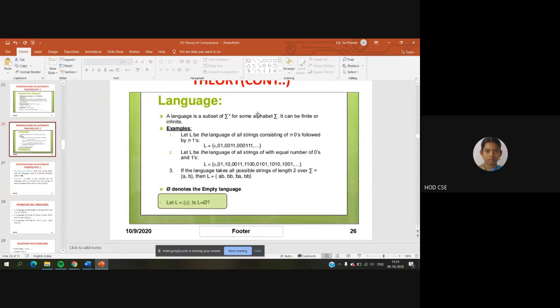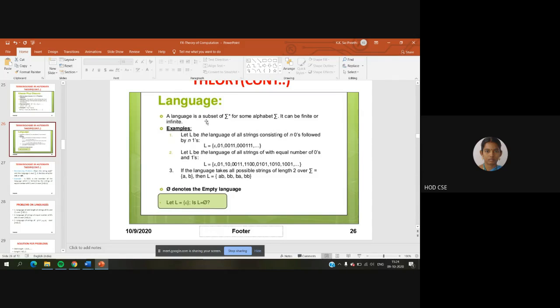The very important definition: the language. A language is called a subset of sigma closure. Here you have to understand some set terminologies, set operations and membership. All the definitions you have to know in order to understand this concept.